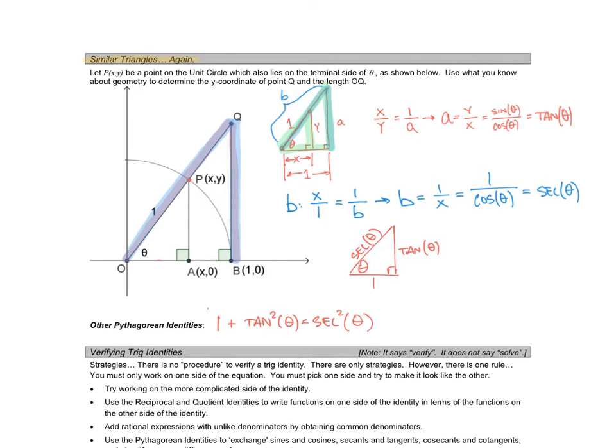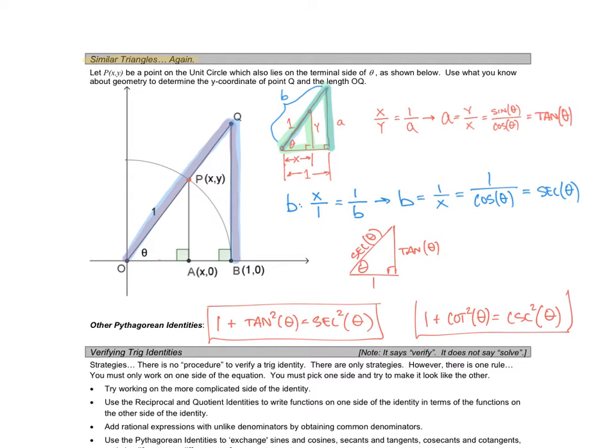And folks, pat yourself on the back. You have another Pythagorean trig identity. We already have sine squared plus cosine squared equals 1. And now we have a new one: 1 plus tan squared equals secant squared theta. There is one other Pythagorean trig identity. I will not derive it for you like I just did this one. I'll just write it out for you. It's 1 plus cotangent squared of theta is equal to cosecant squared of theta.